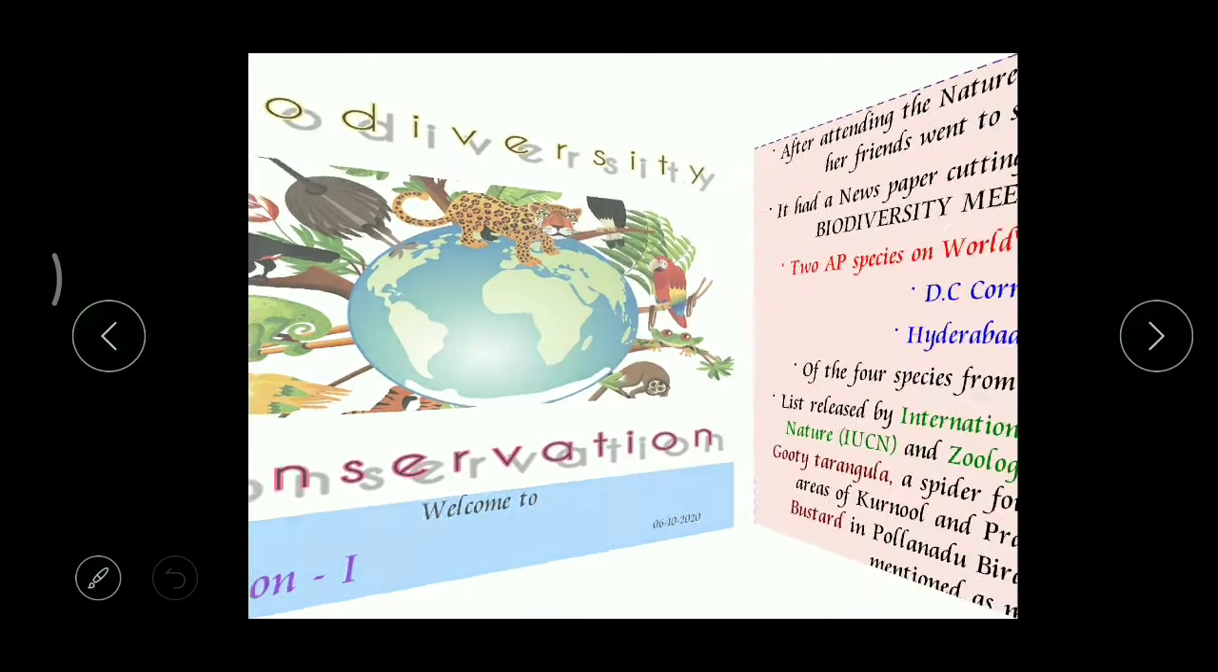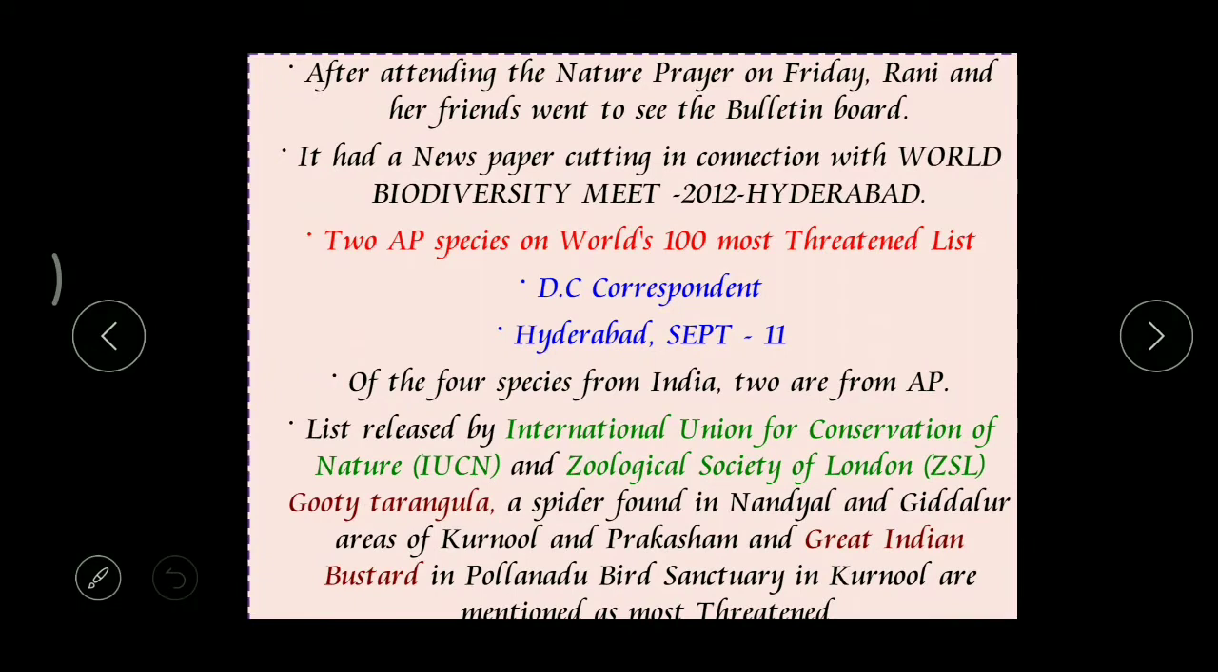Right? So here, in this lesson, we can find one character, that is Rani. Rani and her friend, after the completion of nature prayer. Nature prayer means, in the back of your textbook, you can find the nature prayer. Being a science student, all the students must learn this nature prayer, and it should be recited on every Friday during the prayer, right? So that's a rule actually.